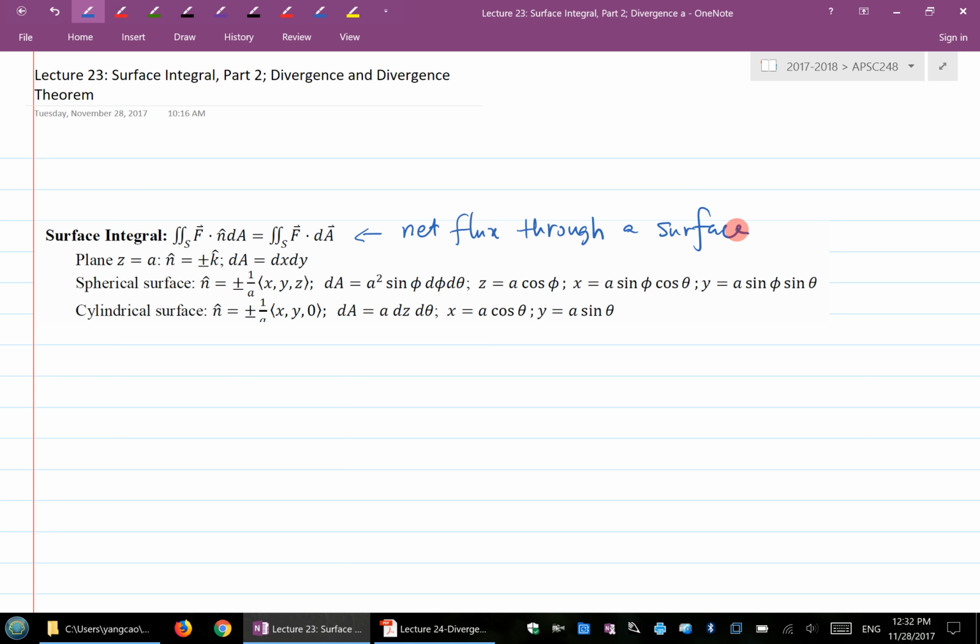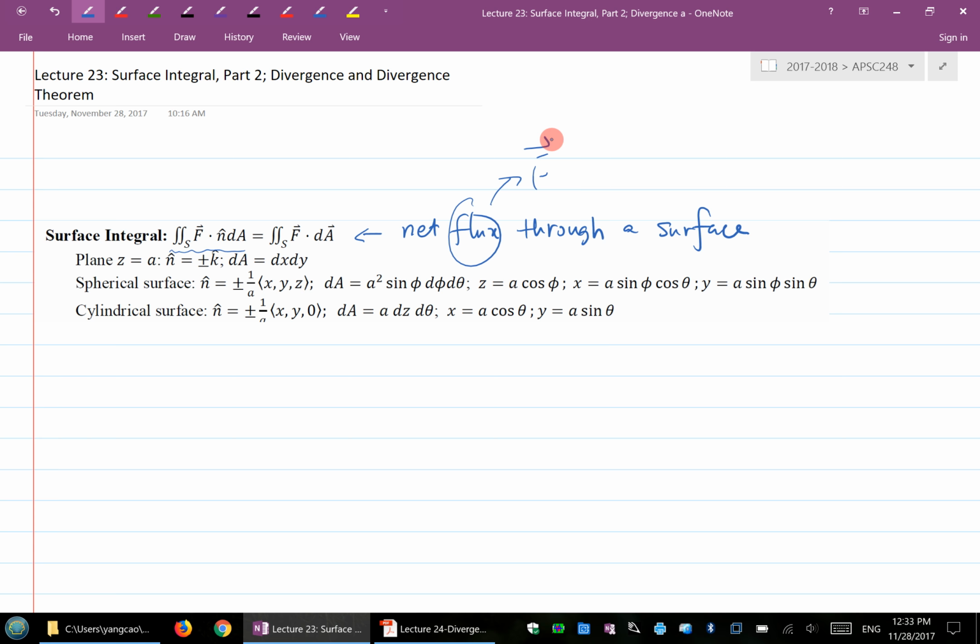This is what we covered in the previous lecture. We started the surface integral. This is the formula of the surface integral, and it is actually from the formula sheet. Basically, the meaning is that it gives you the net flux through a surface, and this flux is represented by this vector field here.